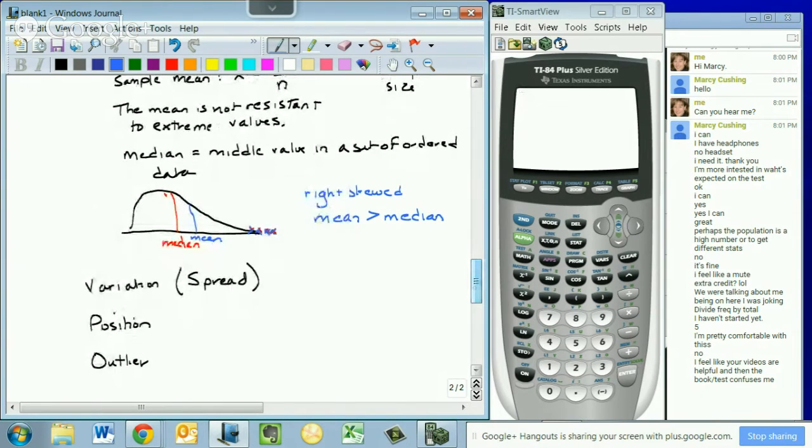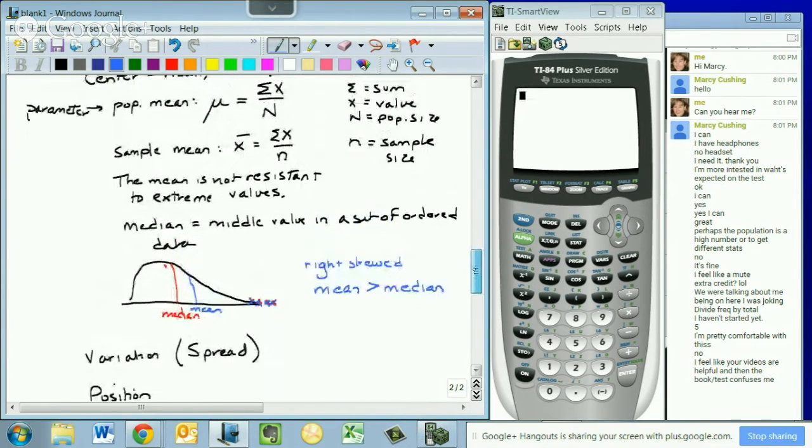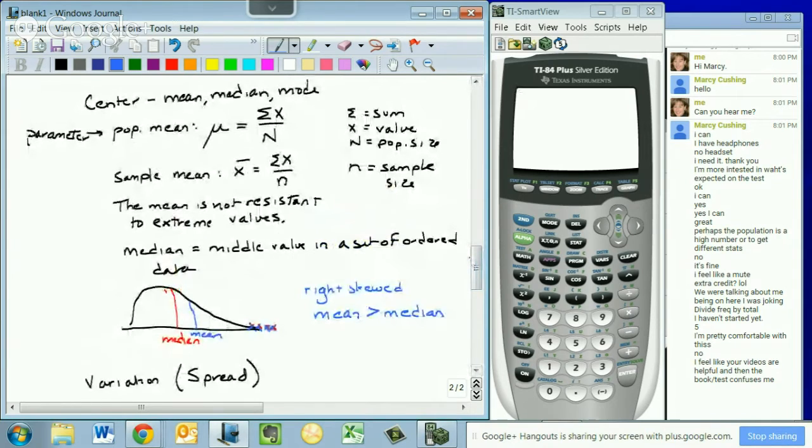All right, so those are measures. Oh, mode. I didn't talk about mode. Mode is the most common value in the data set. We didn't really do a whole lot with that, but it's something that you should know.